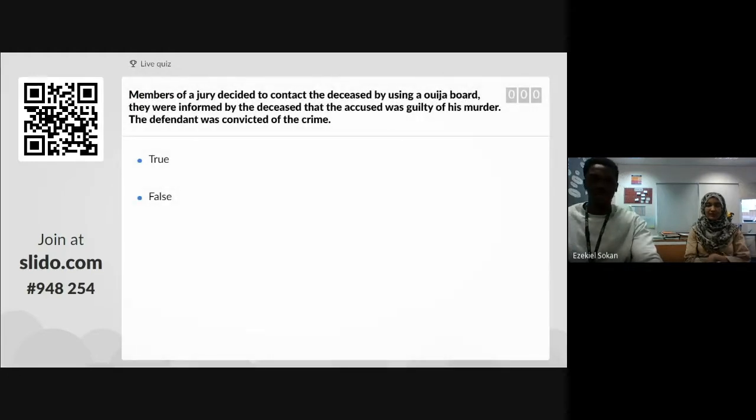So the first one is: members of a jury decided to contact the deceased by using a Ouija board. They were informed by the deceased that the accused was guilty of his murder. The defendant was convicted of the crime. So decide whether you believe that is true or false.